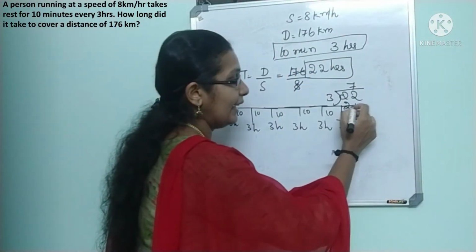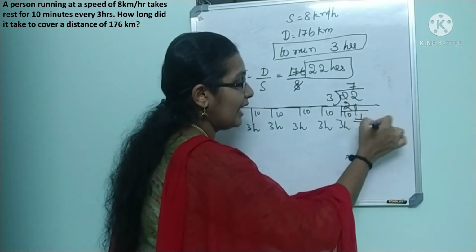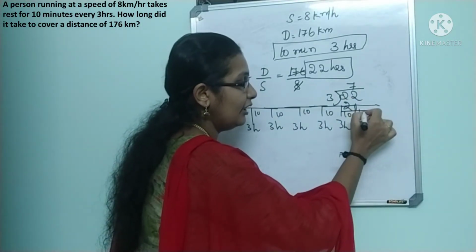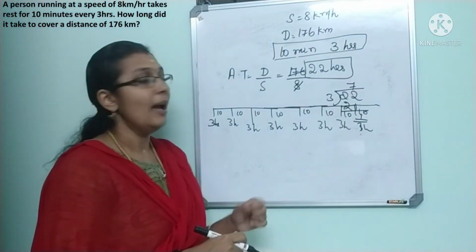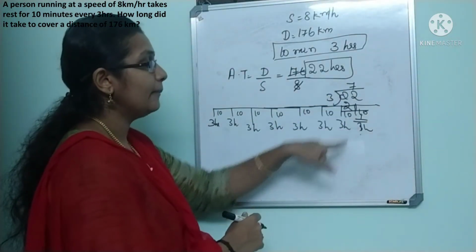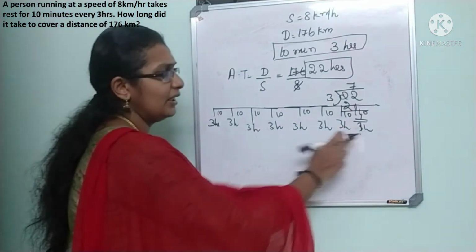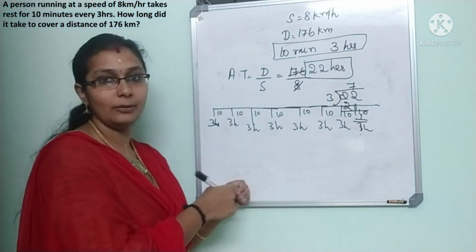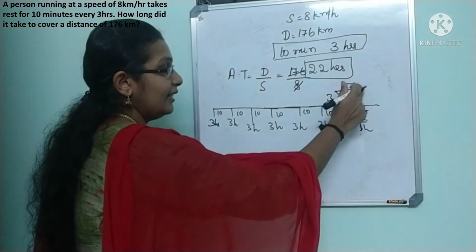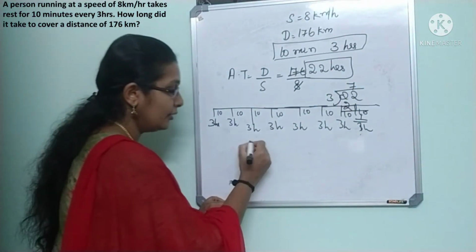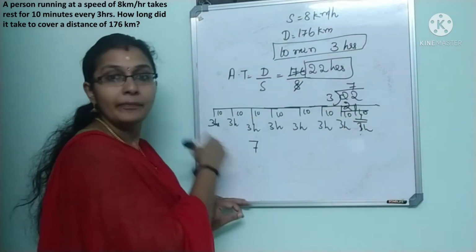Suppose if it is 8, you will have 1 more 3 hours, right? Then it will take 10 minutes rest, correct? But here we need only for 7 3-hour blocks, okay? Because after which 1 hour only is remaining, which is not included in our calculation. So totally there are 7 3-hour blocks, okay? So 7 times you have 3 hours.